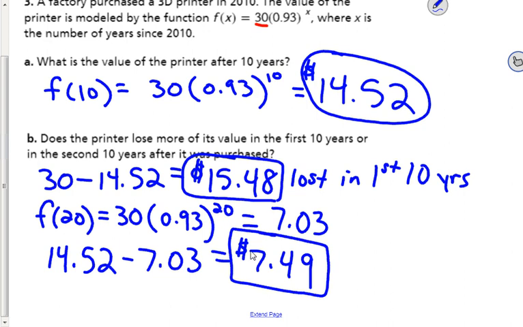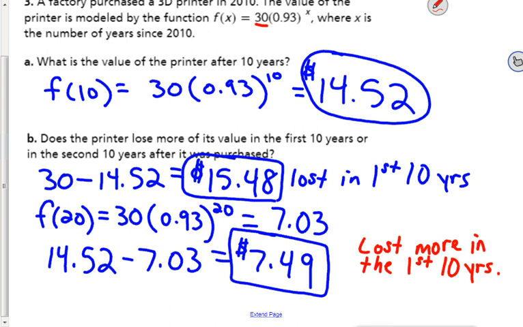So the question was, does the printer lose more of its value in the first 10 years or the second 10 years after it was purchased? Well, obviously, it's losing more in the first 10 years, right? So there we go.